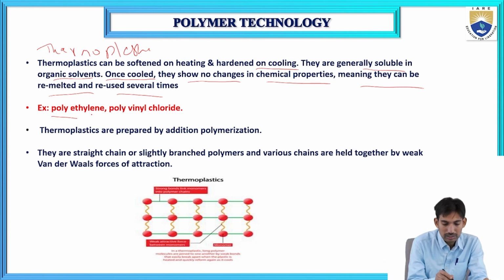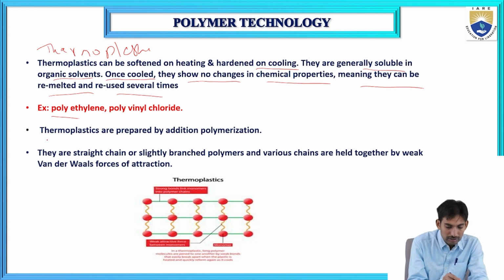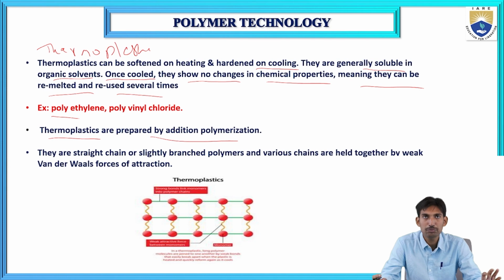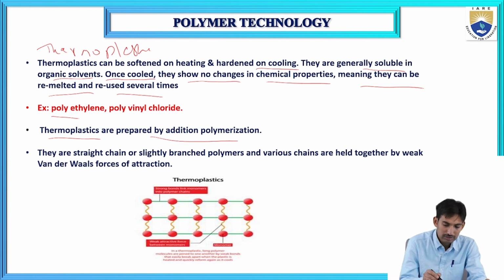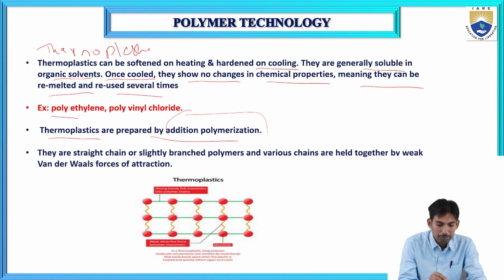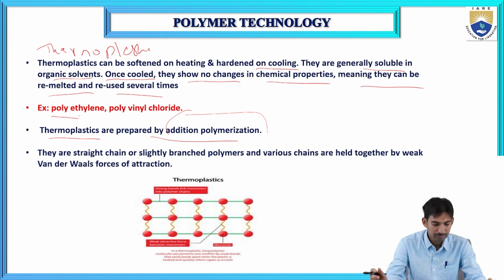Examples for thermoplastics are polyethylene and polyvinyl chloride. How can we prepare thermoplastics? They are simply prepared by using addition polymerization. For polyethylene and polyvinyl chloride, we have seen this in addition polymerization. By simple addition polymerization, we can synthesize polyethylene and polyvinyl chloride. So thermoplastics are examples of addition polymerization.